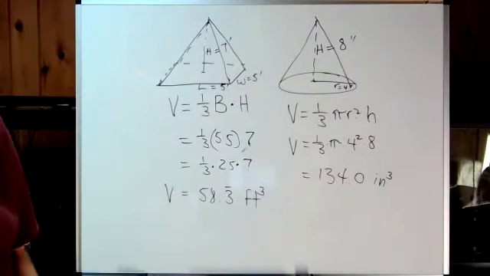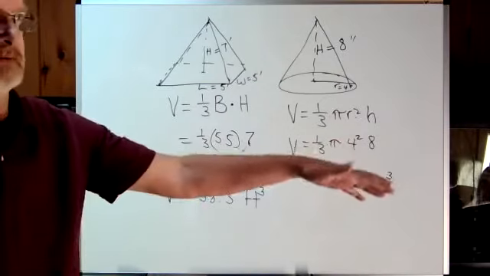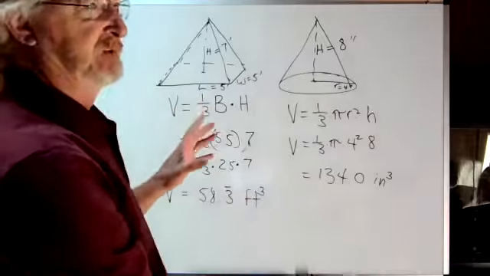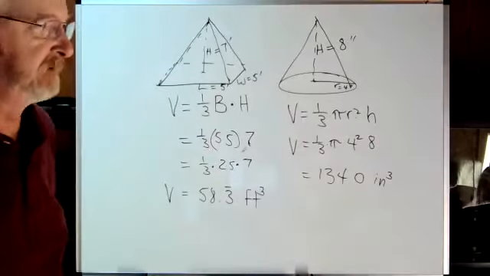Plug them into the formula. Perimeter is length, one dimension. Area is squares, right? Something squared, and volume is something cubed. Watch out for that on your units.